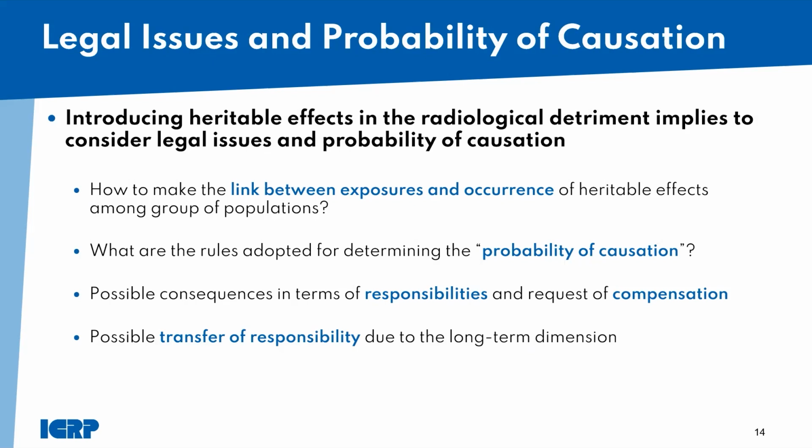But then people exposed may come back to the authority and say, okay, if I observe a heritable effect, and I've been exposed, how far should I be compensated? Which type of probability of causation system could be put in place or not, and what are the responsibilities of the authority, of the operator, with regard to that?